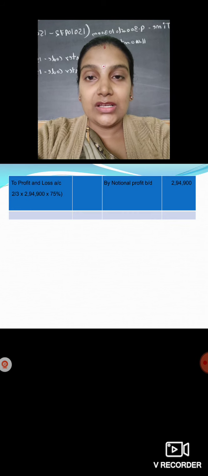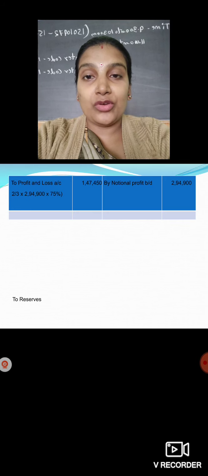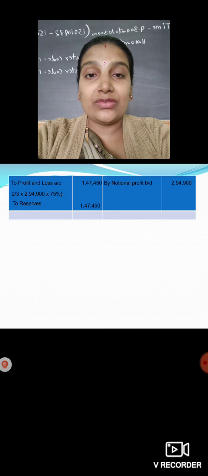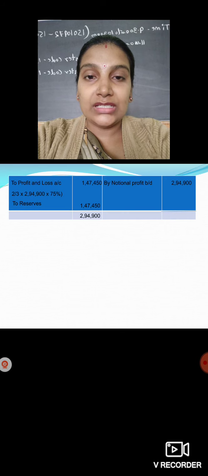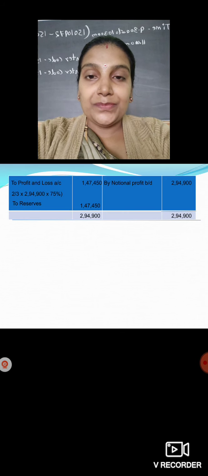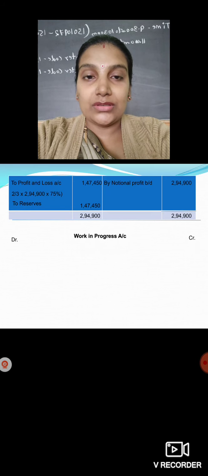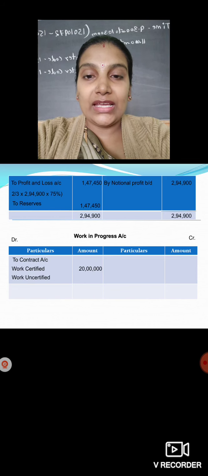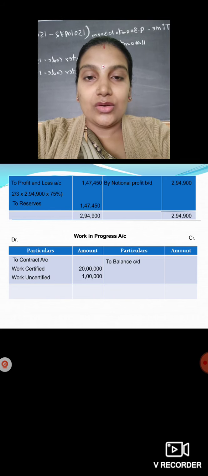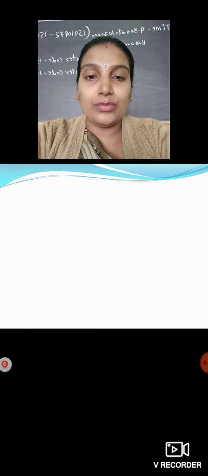To profit and loss account, how much will we transfer? 2/3, right? So 2,94,200 into 75%, 2/3 of it, 1,47,450 we will transfer to profit and loss. Then to reserves 1,47,450, and total we have 2,94,900. Okay, then work in progress account. To contract account, work certified, how much do we have? 20 lakh, and work uncertified 1 lakh. Total balance carried down is 21 lakh, which you are going to record in the balance sheet, work in progress.